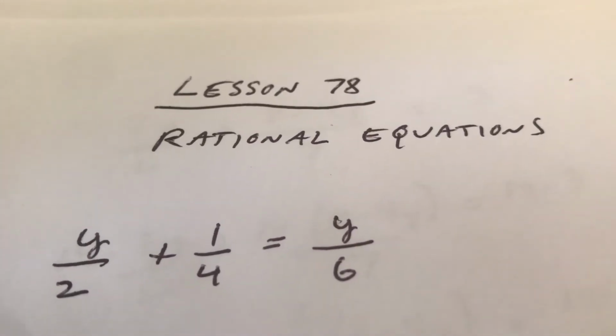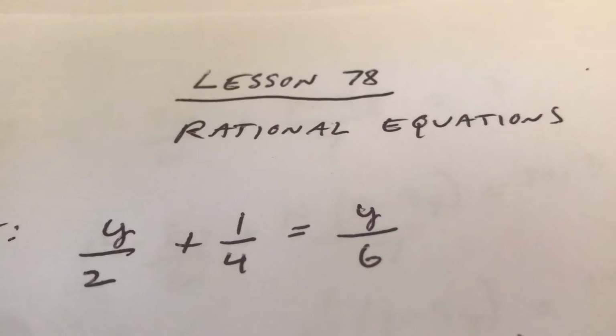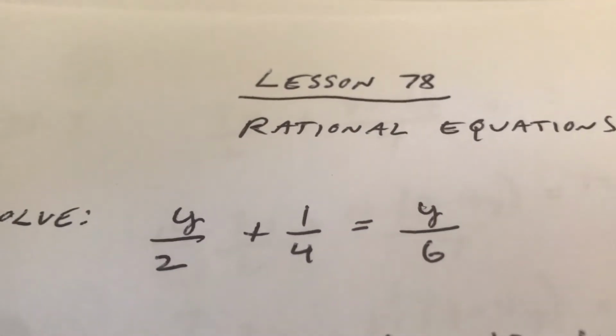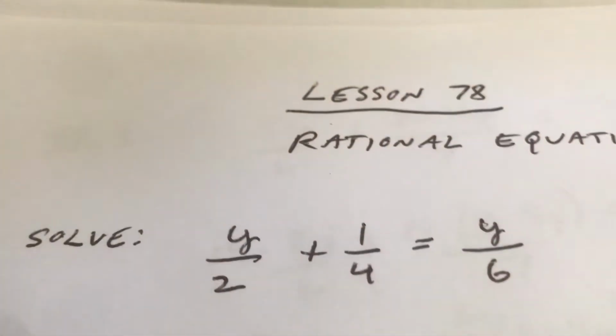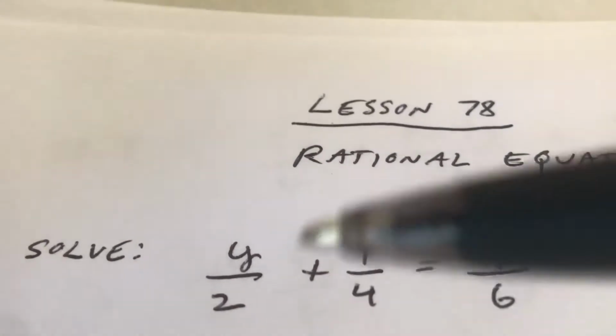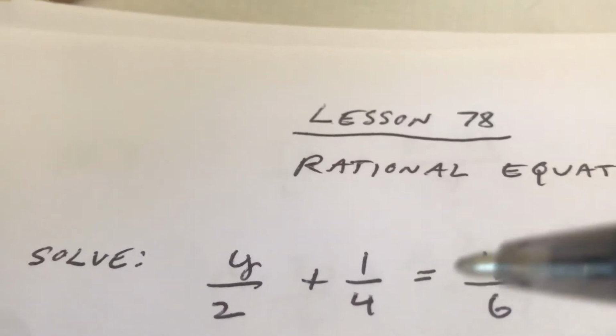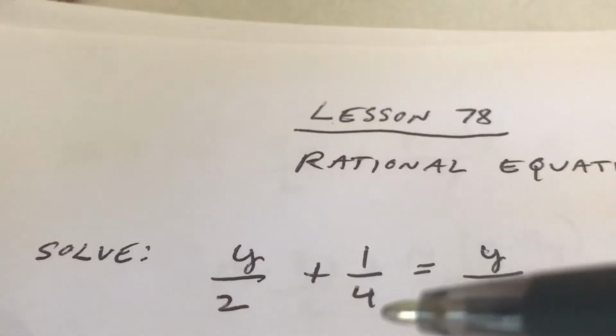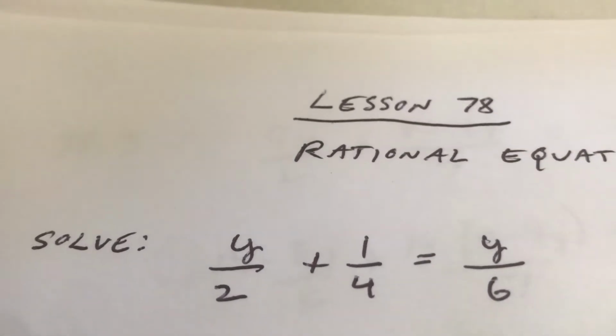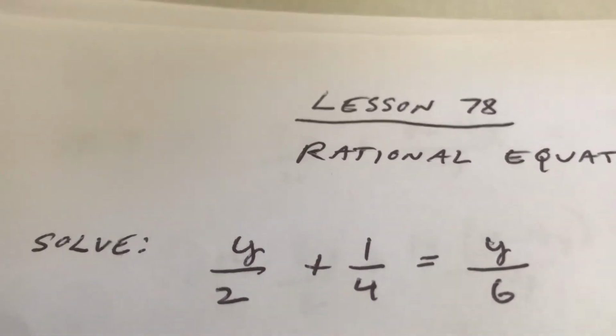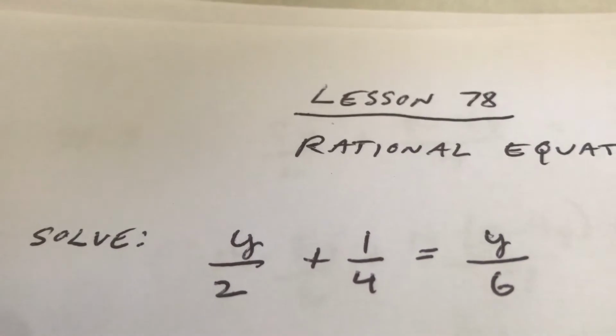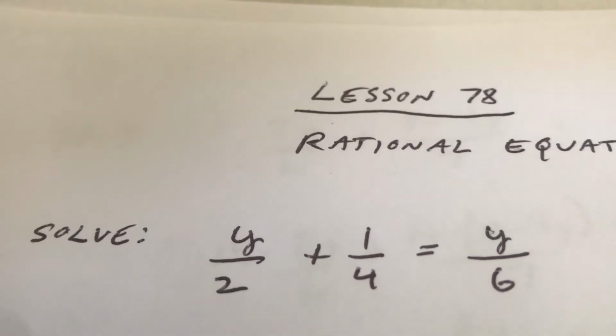Lesson 78, rational equations. That means equations with fractions. Rational numbers are fractions. So what we want to do is simplify. We want to get rid of the fractions. And we look at the denominators, 2, 4, and 6, and we find the smallest number that 2, 4, and 6 go into, which is 12.